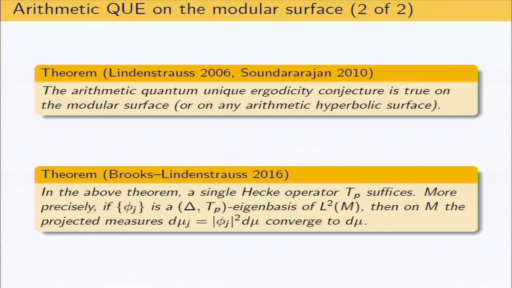So you don't have to assume that phi j is an eigenbasis with eigenfunctions for all the Hecke operators. It's enough to assume that the phi j's are only eigenfunctions of the Laplace operator and a single TP. That's already enough to ensure that, at least at the level of the surface, the d mu j's tend to the uniform distribution.